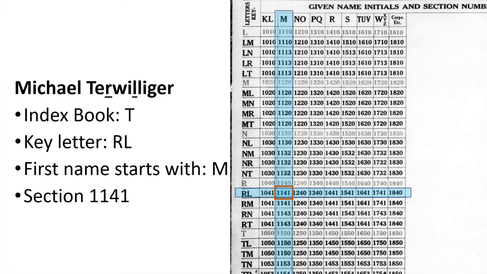And even in some of these indexes where they might break it down into extra sections using 2 key letters, it works exactly the same. So for Michael Terwilliger, we'd be looking at book T. The key letters for the Terwilliger name are RL. And so we can see sort of in the center where all of the different R variations are. And Michael's first name starts with M. So the intersection of key letters RL and given name M is section 1141.